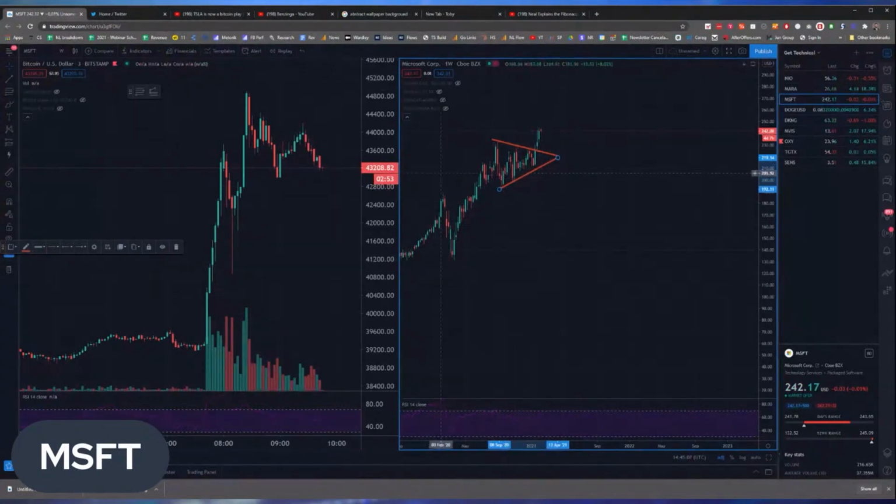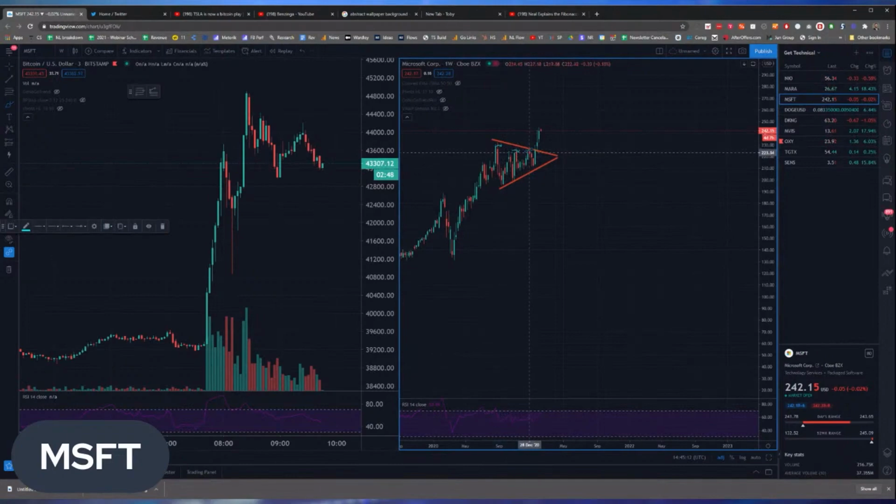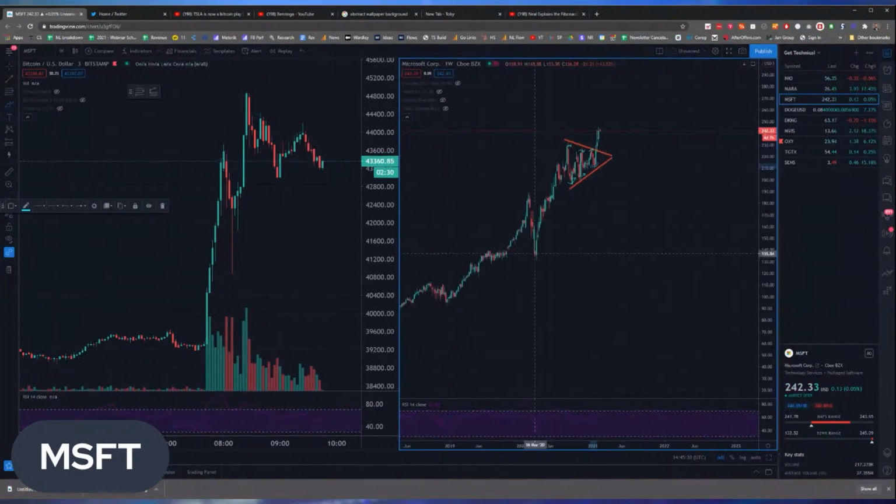So what we've got is 1, 2, 3 times it touches that sloping resistance line. All right. 1, 2, 3 times it touches that sloping support line. And again, this is a bull pennant, which is characterized by lower highs and higher lows following an upward trend. How do we set our entry and price target? With a bull pennant, we're talking about the apex.